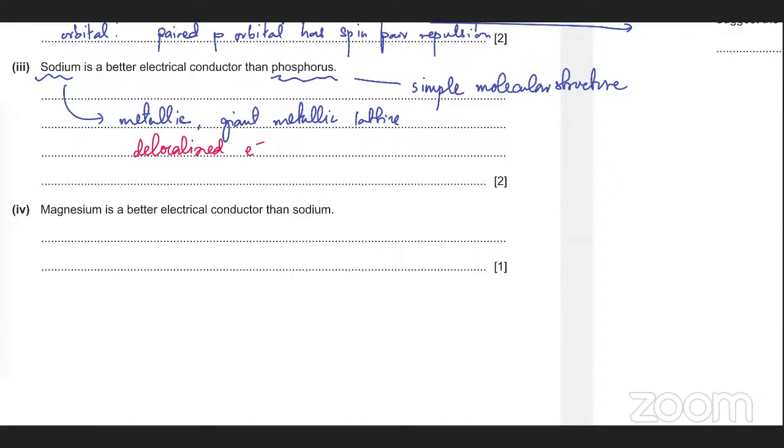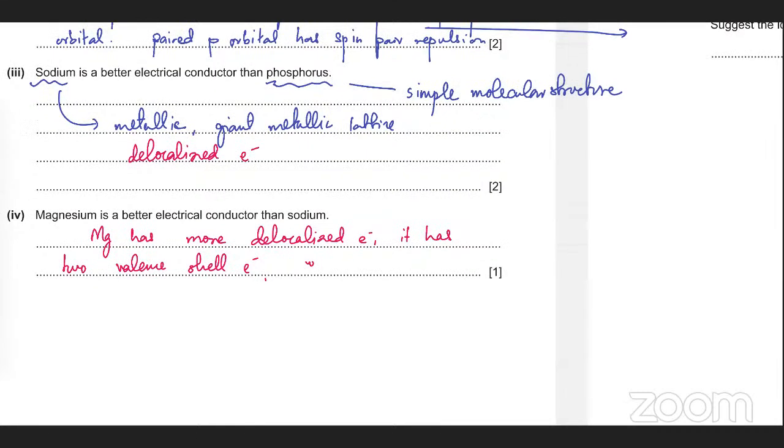The reason is magnesium has more delocalized electrons. They're both metallic. As it forms, or you can write about its valence shell, that it has 2 valence shell electrons. So more delocalized electrons, while sodium only has 1 valence shell electron.